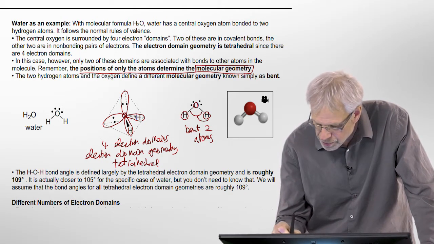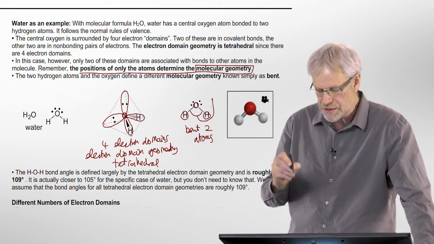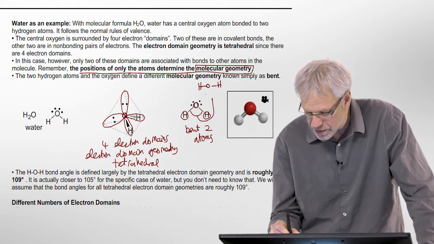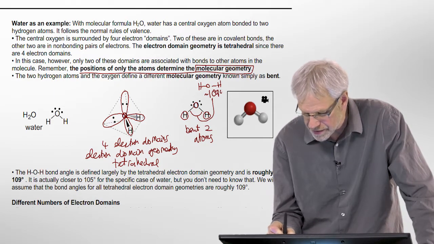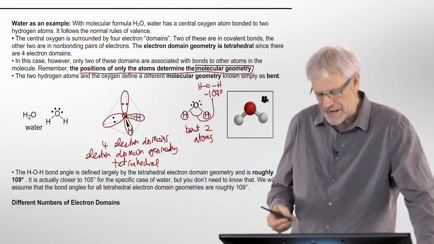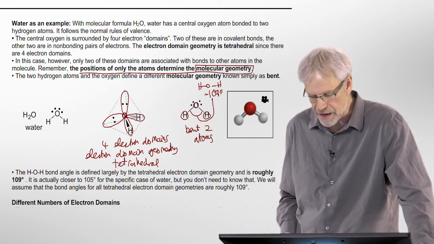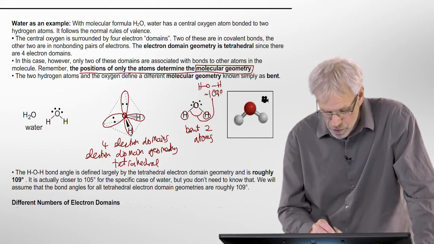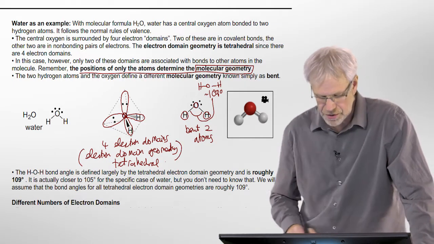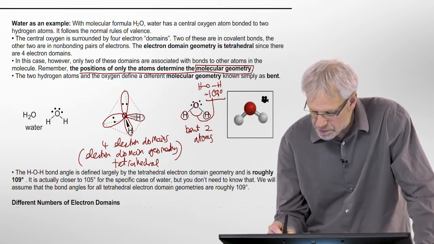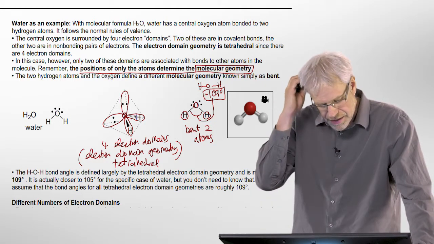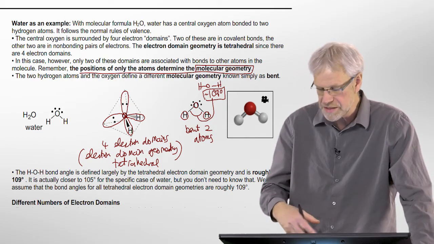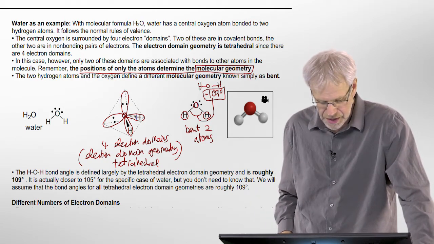But again, the bond angle, the hydrogen-oxygen-hydrogen bond angle, the HOH bond angle, is roughly 109 degrees. In water, it's actually a little bit closer to 105. But again, for all molecules or all atoms where we have tetrahedral electron domain geometry, we're going to assume a bond angle of 109 degrees. And of course, this is the reason why water has this classical bent structure.